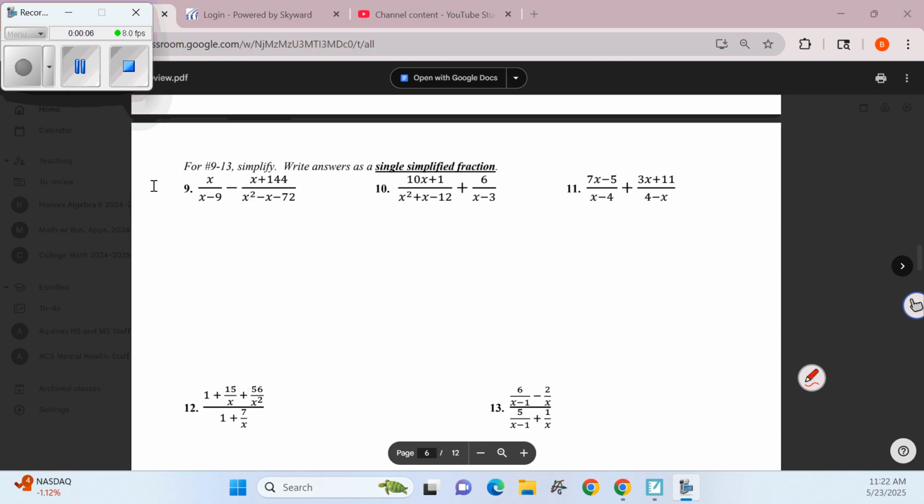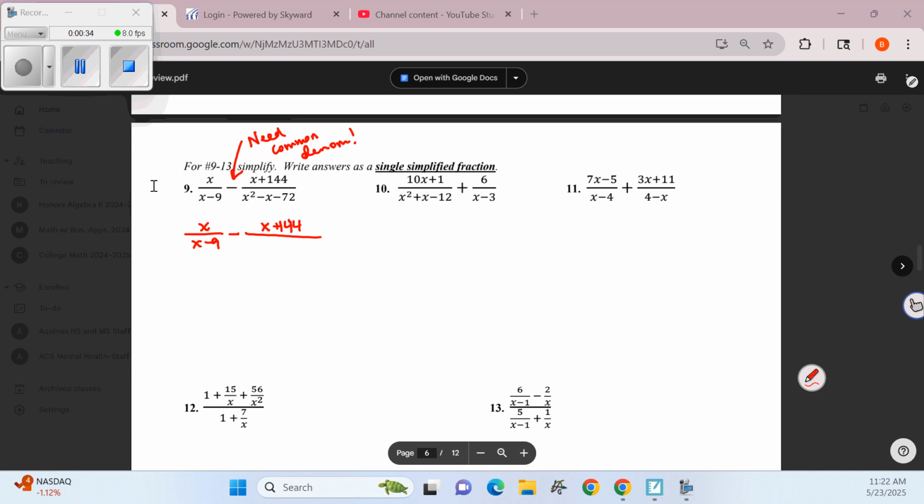We are adding and subtracting rational expressions, which means we need a common denominator. That's the big difference here. So in order to decide what the common denominator is, we want to look at this in its factored version. So if we write this as x over x minus 9, nothing changes there, minus x plus 144, which stays alone, but we really want to factor this denominator.